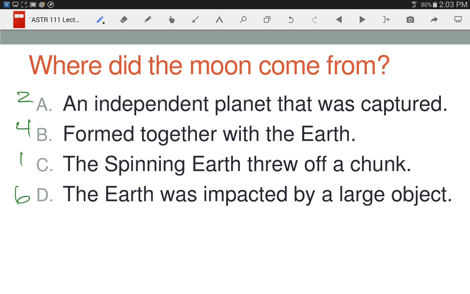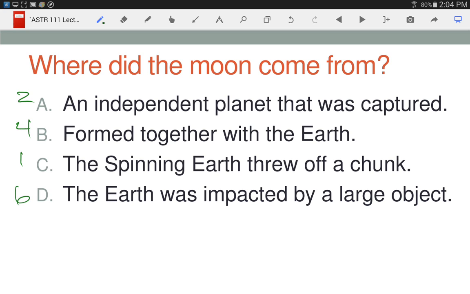Then we have spinning Earth threw off a chunk. Right? Potter's wheel example, if you spin a potter's wheel too fast, your stuff will just fly apart, right? So that's the idea here. And as far as they can tell, no, Earth never spun that fast. So then we get to the last one, the one that is the accepted one now. The Earth was impacted by a large object. The theory is the Earth was here doing its thing, minding its own business.